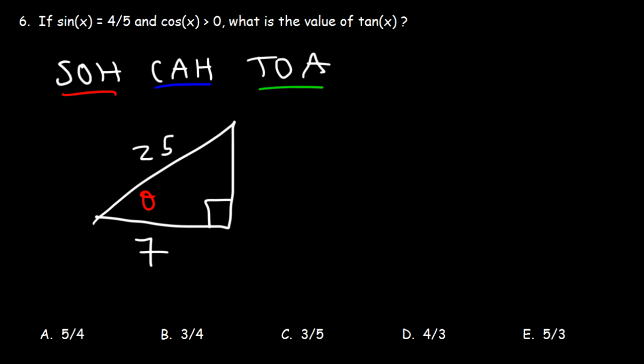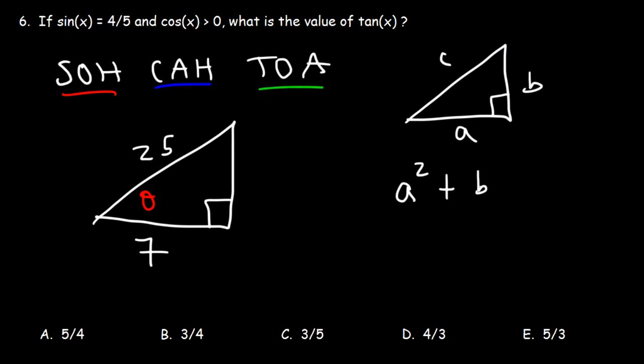Now the first thing we need to do is find the third side of the triangle. Whenever you have a right triangle, this is A, this is B, that's C. C is the hypotenuse, A and B are the legs of the triangle. You can use the Pythagorean theorem: A squared plus B squared is equal to C squared. So 7 squared plus B squared, the missing side, is equal to 25 squared.